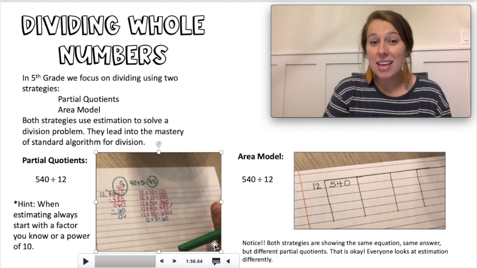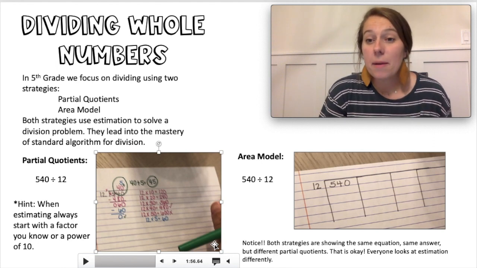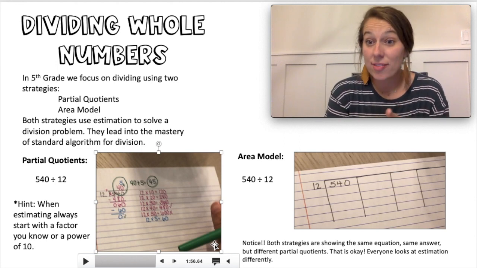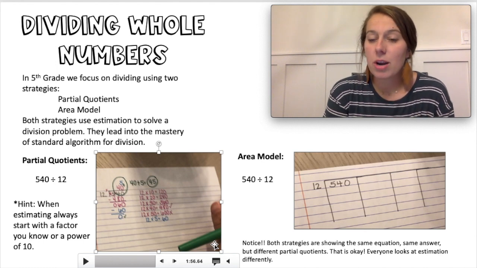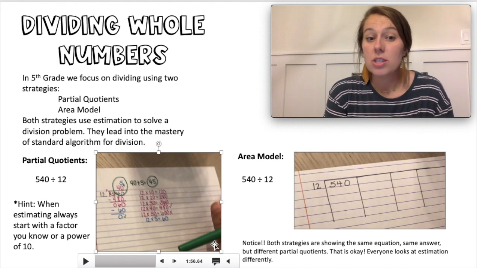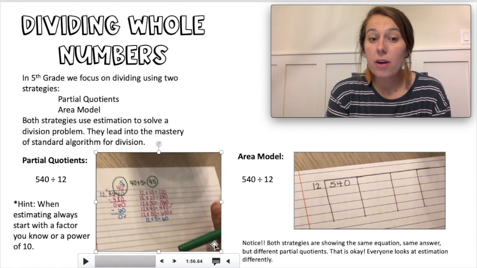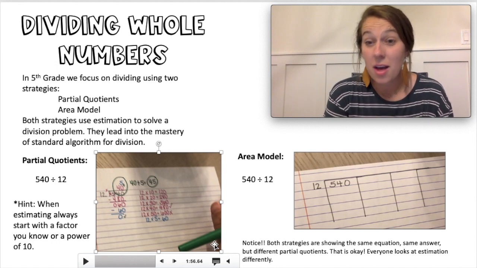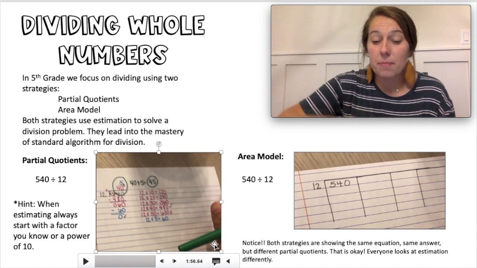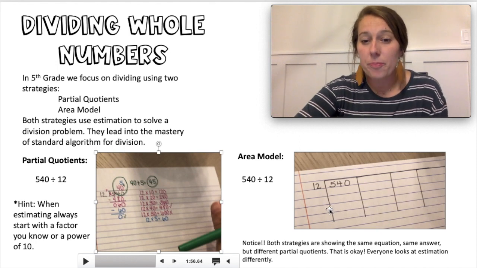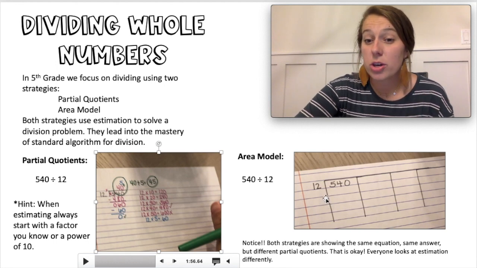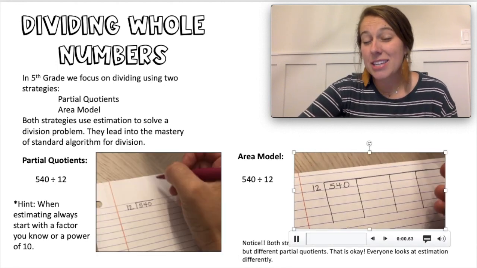Okay? So the neat thing about these strategies is that if I'm solving with a friend, me and the friend might not get the same path to get there, but we're going to get the same answer. And what I mean by that is me and my friend may not have the same partial quotients. Because I used 12 times 40 as my first partial quotient, but I could have used 12 times 20 as my first partial quotient. So, let's look at the area model example. It's the same equation. So now you're going to see how I use different partial quotients, but I came up with the same answer in the end.